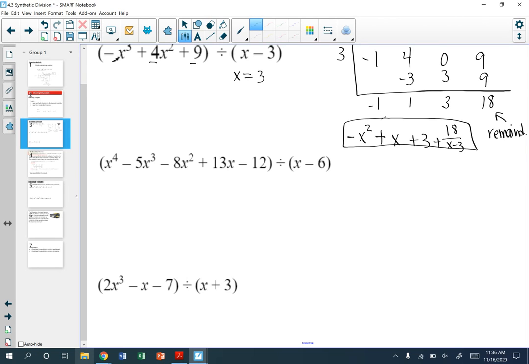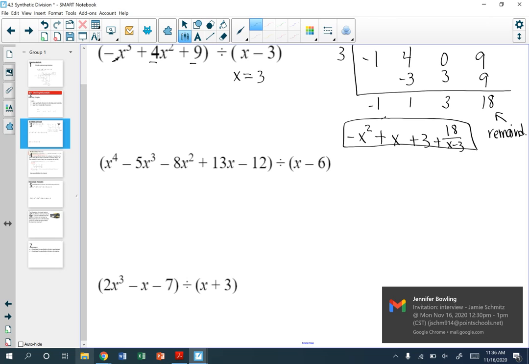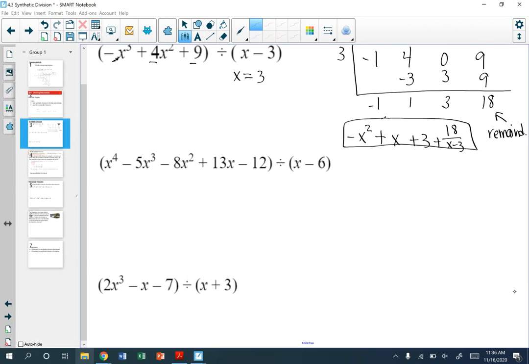So I'm going to go ahead and write my coefficients. I have 1, negative 5, negative 8, 13, negative 12. And then x minus 6, so this would be 6, right? Because x equals 6 here. If I set that equal to 0, now I'm going to bring down my first term, multiply, and then add these. Negative 5 plus 6 gives me positive 1.